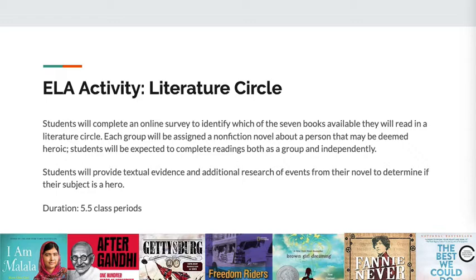So once they're assigned their nonfiction novel, they will be expected to complete readings both as a group and independently, and there will be a lot of different activities that they do together or alone in order to better understand the book that they're reading and look at how it connects with their hero archetype that we've been studying. So students will provide textual evidence and additional research of events from their novel to determine if their subject is a hero. This will last 5.5 class periods.